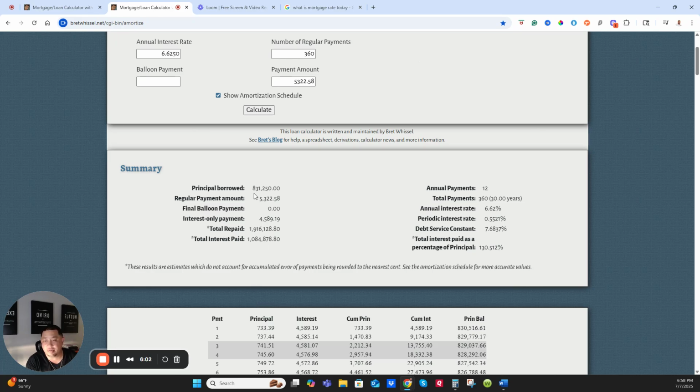So our original loan amount is $831,250, right? We're going to make that first payment. Of that first payment, $733.39 goes to principal, almost $4,600 goes towards interest. So as you can see, you're making a $5,300 payment, but your balance is only going down $733, right?